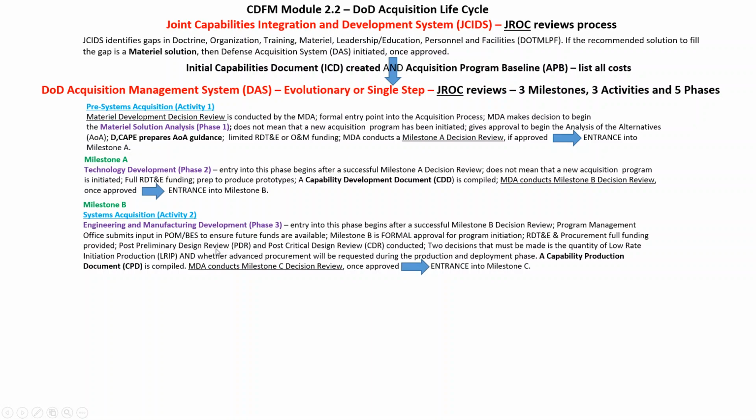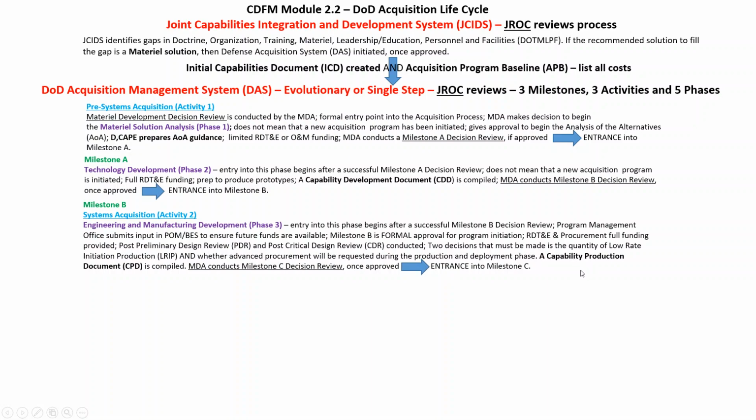Post-preliminary design review and post-critical design review are conducted here in the engineering. Two decisions must be made: the quantity of low rate initial production, so what's the least amount we need to initially produce, the LRIP, and whether we're going to be asking for funding during the production and deployment phase.